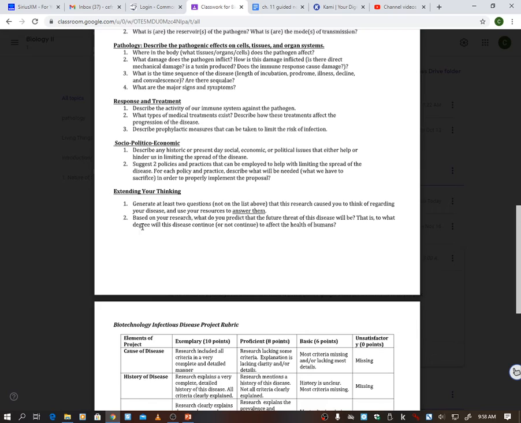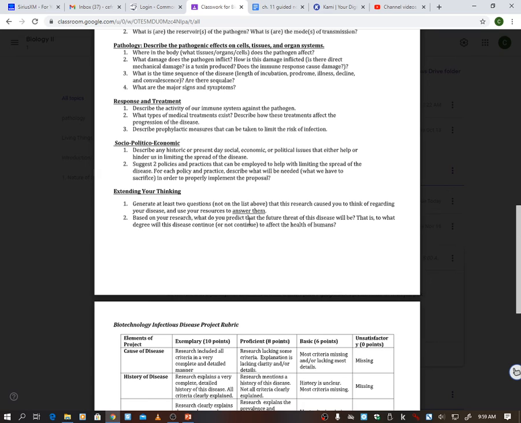And then extending your thinking. Generate at least 2 questions not on the list above that this research caused you to think of regarding your disease, and use your resources to answer them. So this can happen a lot of times while you're researching. I've seen kids do it so many times, they'll start reading stuff and they'll be like, hey, but what about this? And that could be one of your questions. So keep that in mind the whole time that you're researching. Is there another question that you're like, I wonder if, or I wonder what would happen if this? That could be your extended thinking there.